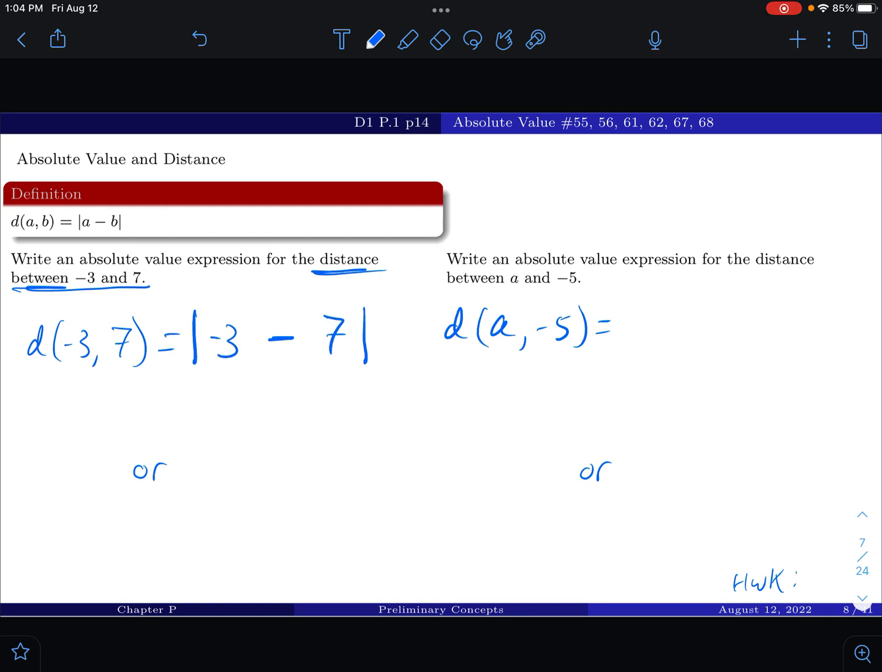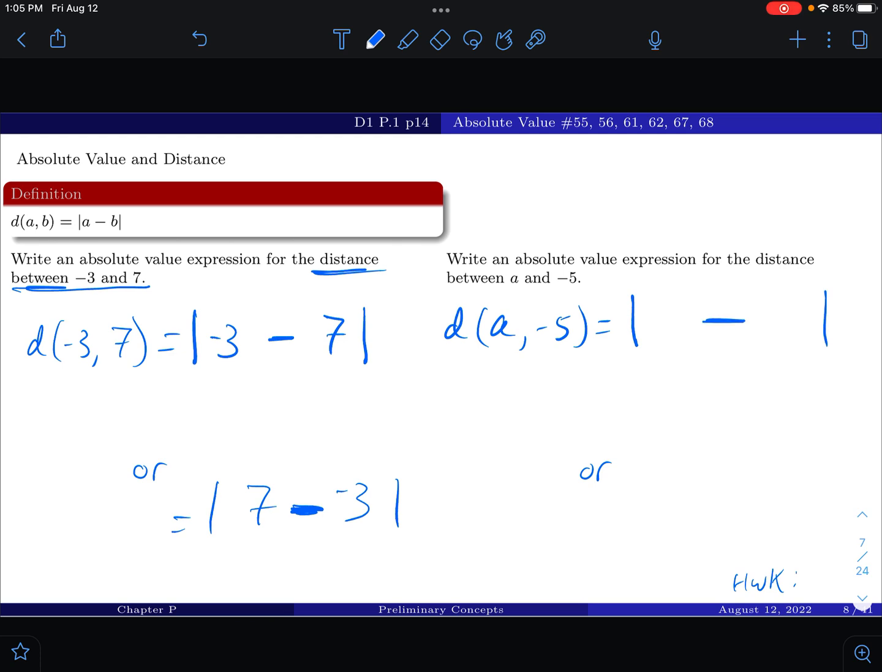Now you could put the numbers in the other order, so I could say, well, that distance is also equal to absolute value bars with a minus. I'm going to change the order. I'm going to put the 7 first and then -3 second. If you were to actually finish these, and they just ask for an expression, so you don't have to finish it, this would be -10, this would be +10, but the absolute value of -10 is 10, and the absolute value of +10 is 10, so they both produce the same number in the end, but they just ask for an expression. So, last example, all right, an absolute value expression for the distance between a and -5.